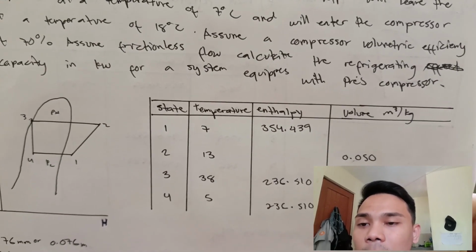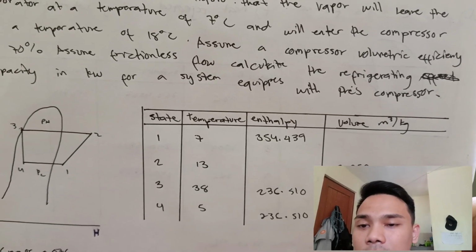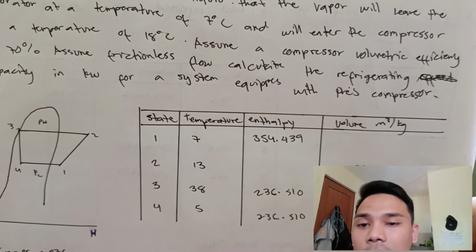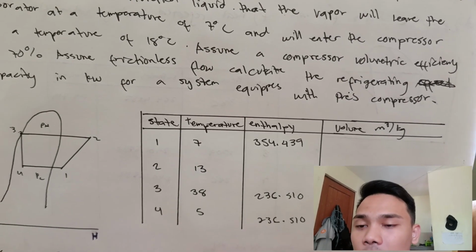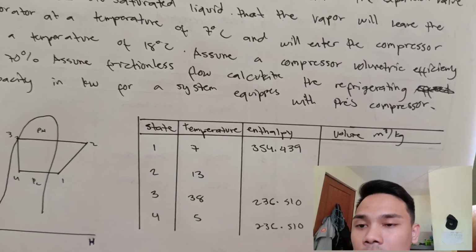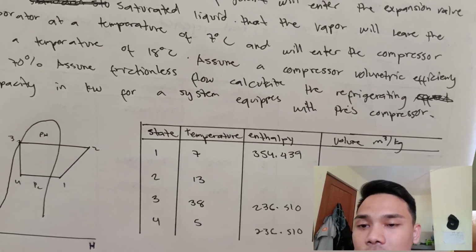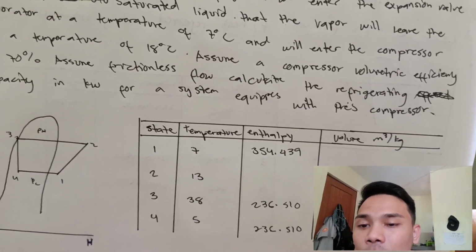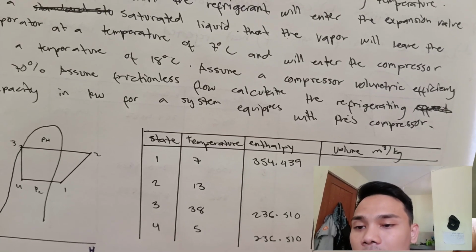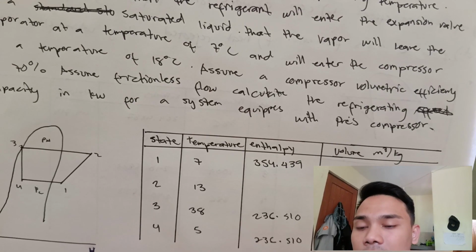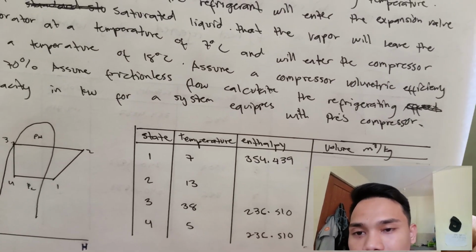At state 1, we have 7 degrees Celsius given, and our enthalpy is 354.439 kilojoules per kilogram. Then for state 2, we have 13 degrees Celsius. Then state 3 is 38 degrees Celsius, and the enthalpy is 236.510 kilojoules per kilogram. State 4 is 5 degrees Celsius, and our enthalpy is 236.510.